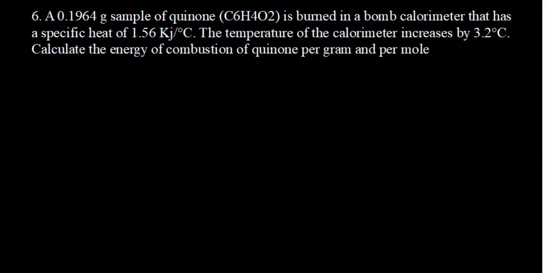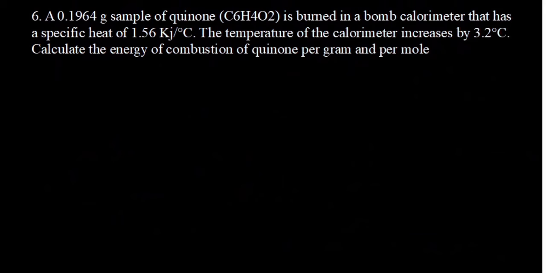So first of all, we need to determine the Q, which is the energy that was either lost or gained by the calorimeter. From there, we can determine the energy per mole and per gram. Where they say per gram, we'll use the mass, which has been given. Okay, so what are we going to do?